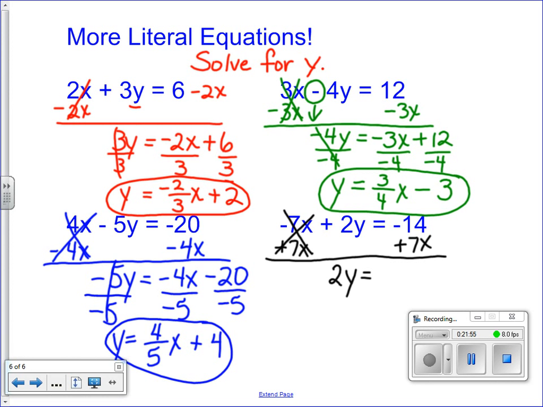And on the other side, I'm going to put my x term first. Since it's a plus 7x, 7x is positive. And then because 14 is negative, it's minus 14. Divide both sides by 2. 2y divided by 2 is a positive 1y. 7x over 2 is 7 over 2 times x. And minus 14 divided by 2 becomes minus 7.